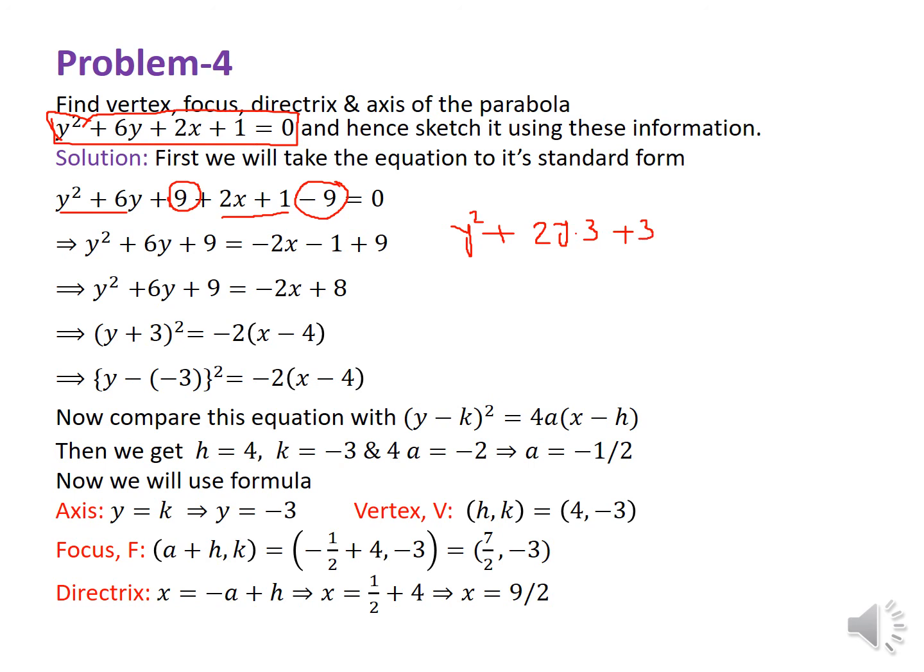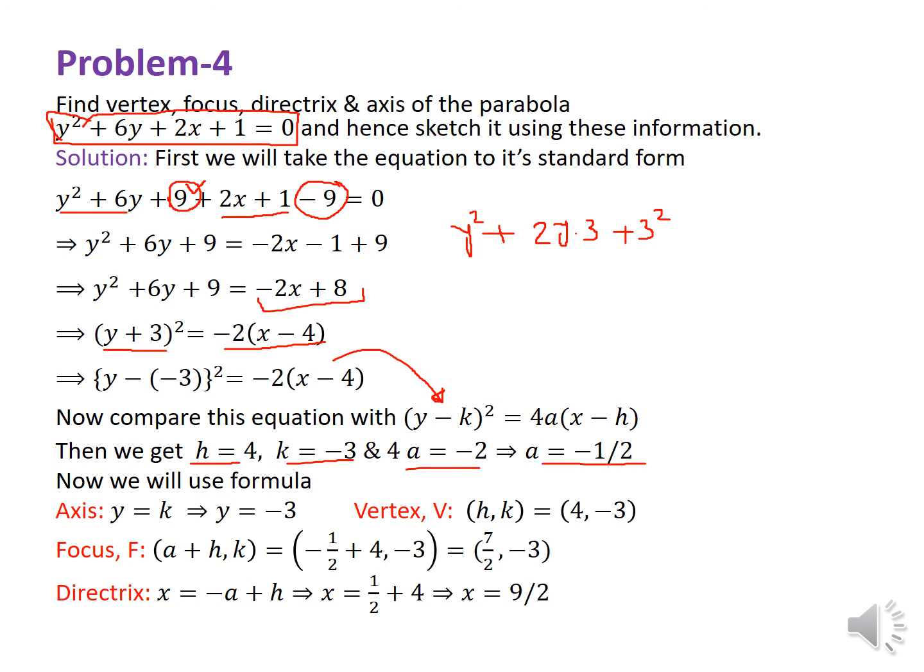So for this reason we have taken 9. Now we can complete this square, (y + 3)², and we can take all the other terms on the right side. So on the right side we have −2x + 8. If we take −2 common, the right side will be −2 into (x − 4). So now this is in standard form, and we can compare it with the standard equation. After comparison, we will have h equal to 4, k equal to −3, and 4a equal to −2, which will give a equal to −1/2.